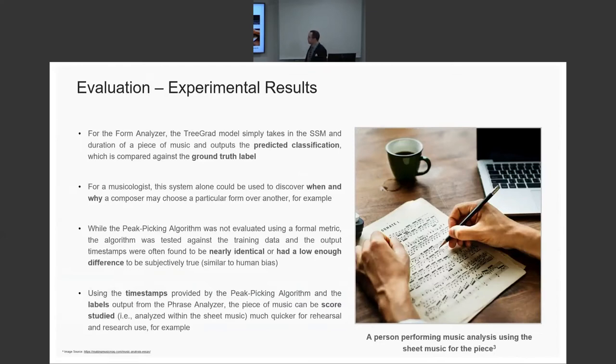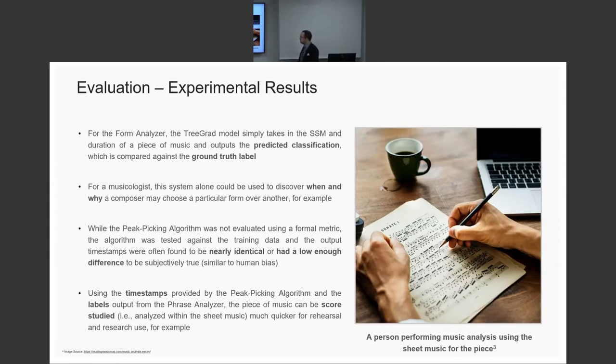So in evaluating, for the form analyzer, the TreeGrad model simply takes in the self-similarity matrix and the duration of a piece of music and outputs the predicted classification, which is compared against the ground truth label. For a musicologist, this system alone could be used to discover when and why a composer may choose a particular form over another, just as an example of one thing that they might look into.